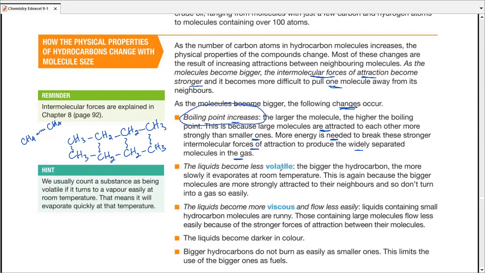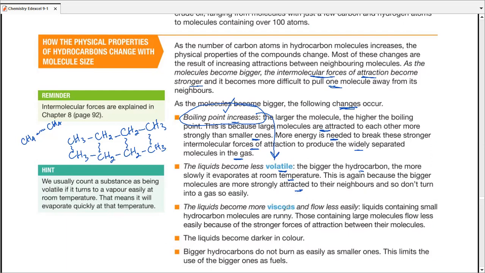Now, in case of liquids, they become less volatile. Bigger the hydrocarbon, higher the boiling point. This relates to volatility. Slowly it is going to evaporate at room temperature, which means less volatile. Again, this is because of the strong attractions between the molecules of that specific liquid.